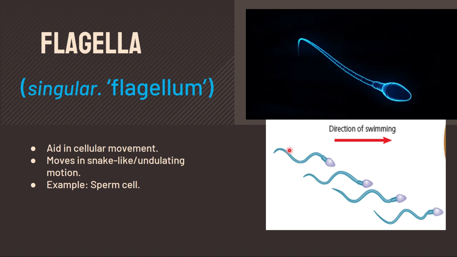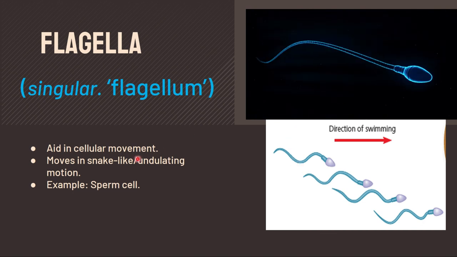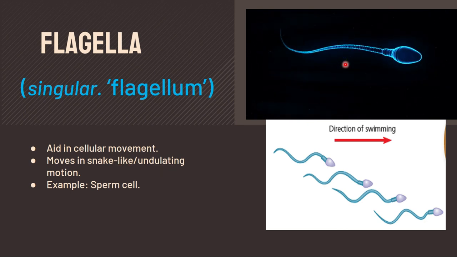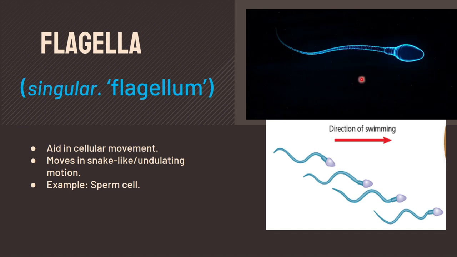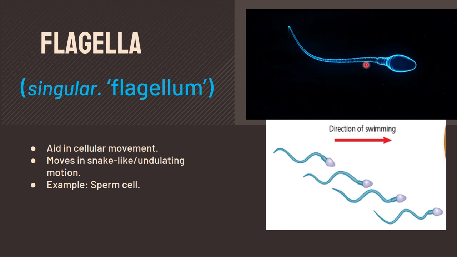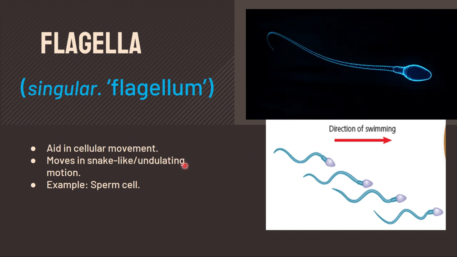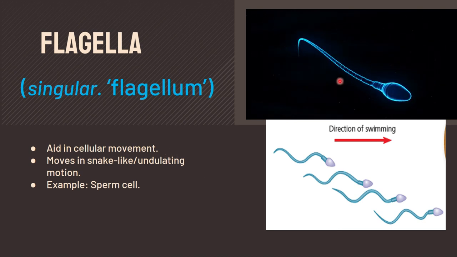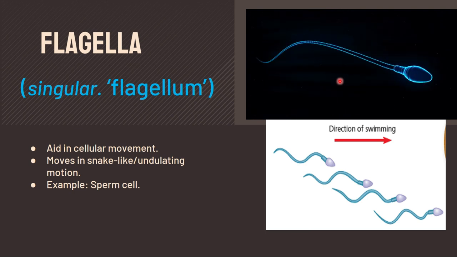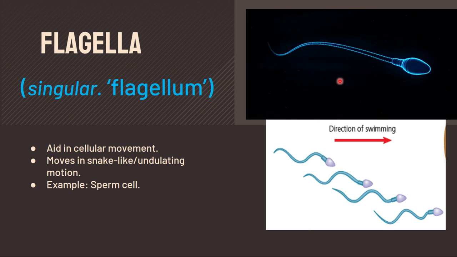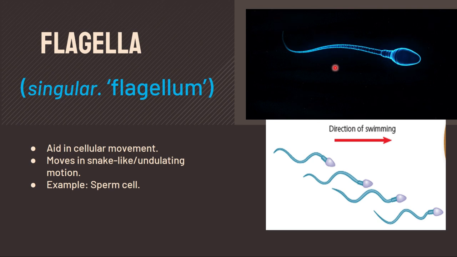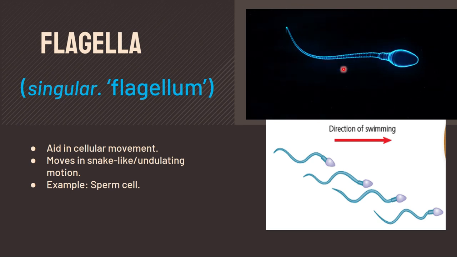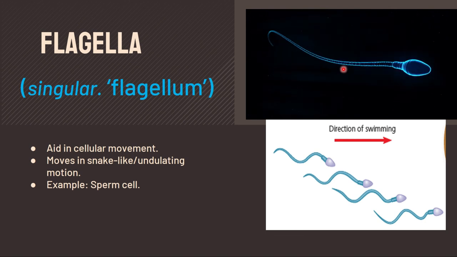So, the flagella, ang direction sa movement is snake-like or undulating. Just like this one. So, you can see sa ito ang GIF or moving picture sa sperm cell. So, function for flagella is to aid in the movement of the cell. So, in order for the sperm cell to propel forward and proceed to the egg cell, so the flagella will wave like this one para maka-move ang atoang sperm cell.